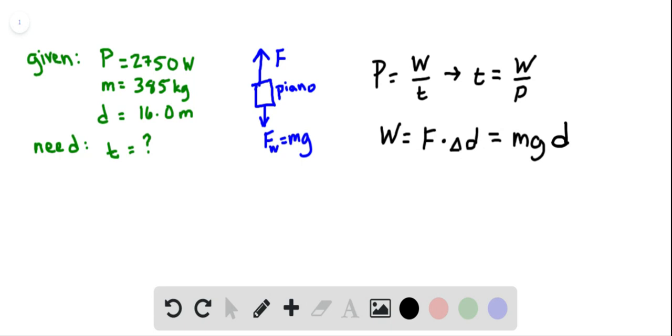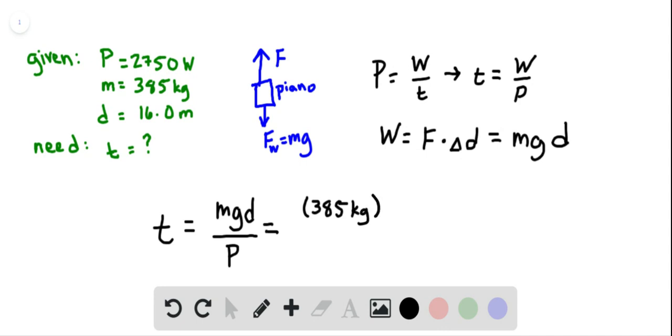So now that we have our equation just in terms of things we know, we can rewrite it again. So our time is mgd divided by P. And notice we know all these things, so we can plug them in, no issue. Now we also lucked out because in this problem, everything is in its base unit. We don't have to do any conversions. So all we have to do is make sure to plug everything into our calculator correctly.